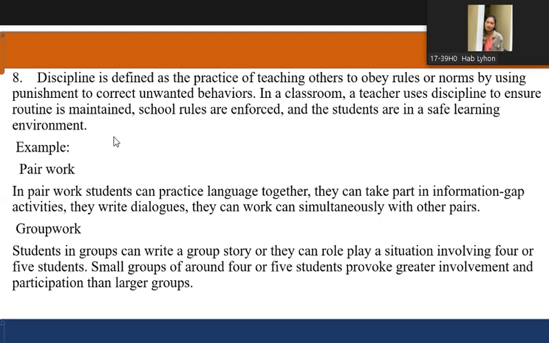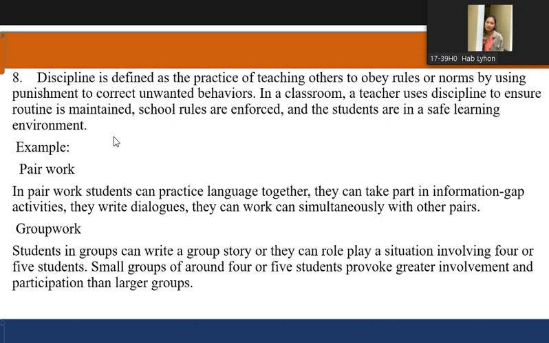For example, peer work and group work. Within the peer work, students can practice language together. They can take part in information game activities. They write dialogues. They can work simultaneously with other peers.